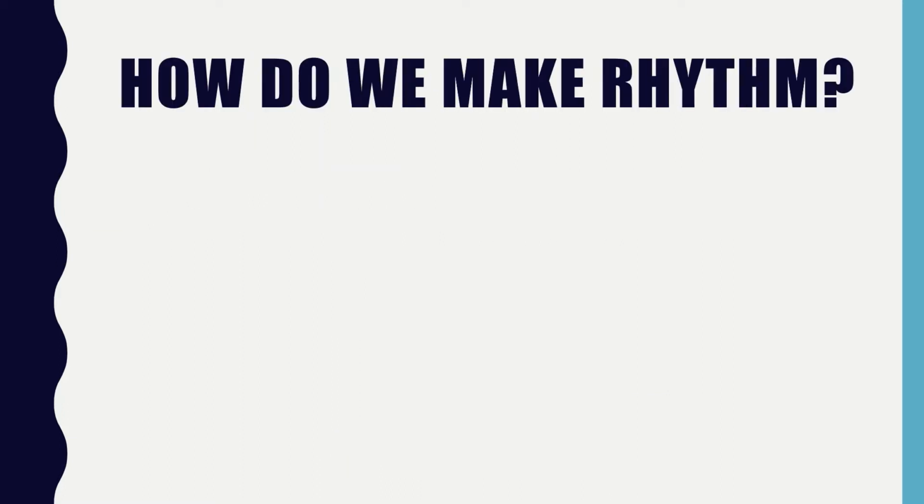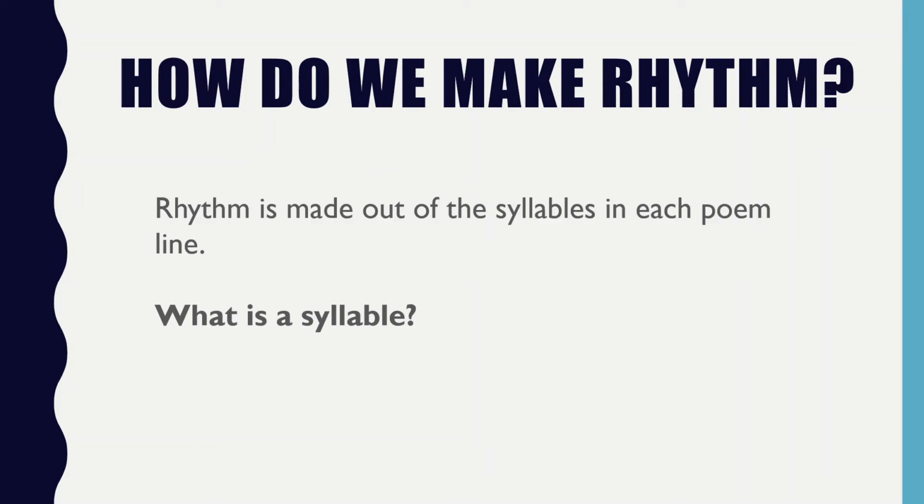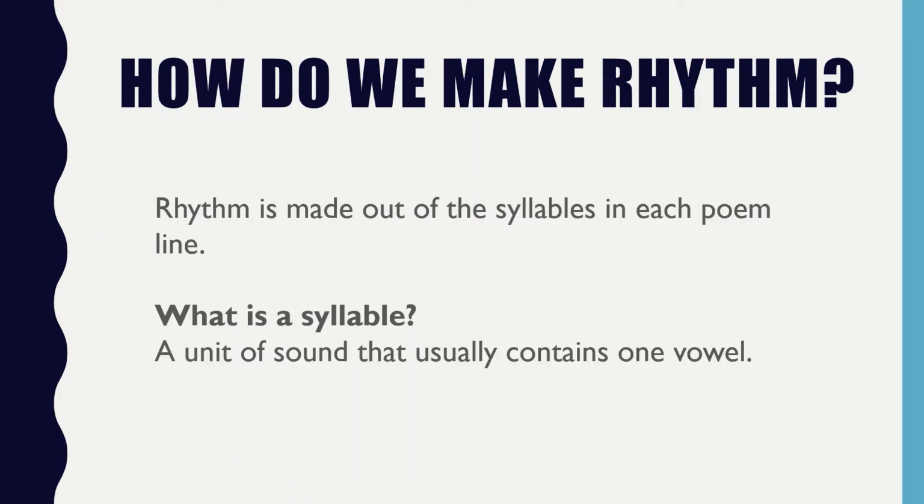So how do we make rhythm? Well, rhythm is made out of the syllables in each poem line. Okay then, but what's a syllable? A syllable is a unit of sound that usually contains one vowel. Let's have a look at what I actually mean by that.